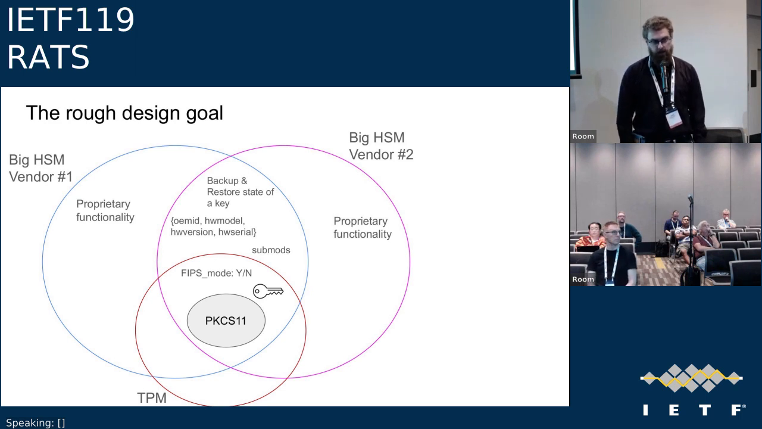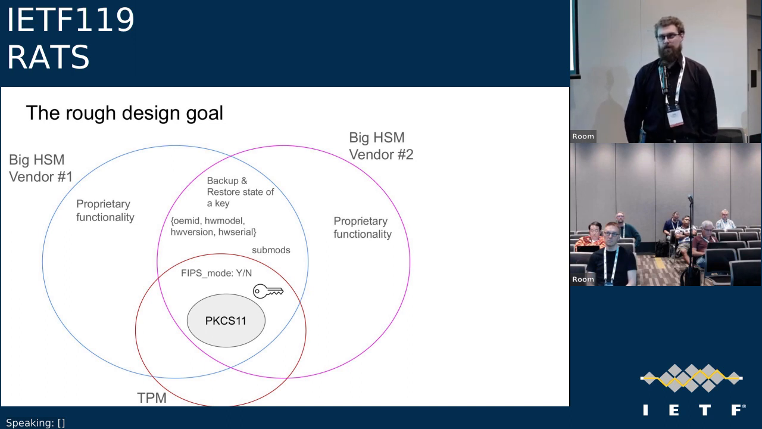So PKCS 11, anything that's P11 is considered to be common functionality. Obviously, there are keys in all of this. All of these things can describe whether they're in FIPS mode or not. And then there's things like we'll need some form of submodules claim to describe any sort of third-party non-OEM software that's running inside the device. We need a unique way to define the device, and I've put their OEM ID, hardware model, hardware versions, hardware serial outside the TPM boundary, because I understand TPMs actually don't want a unique identifier for the device. Is that right, Monty? For privacy reasons?